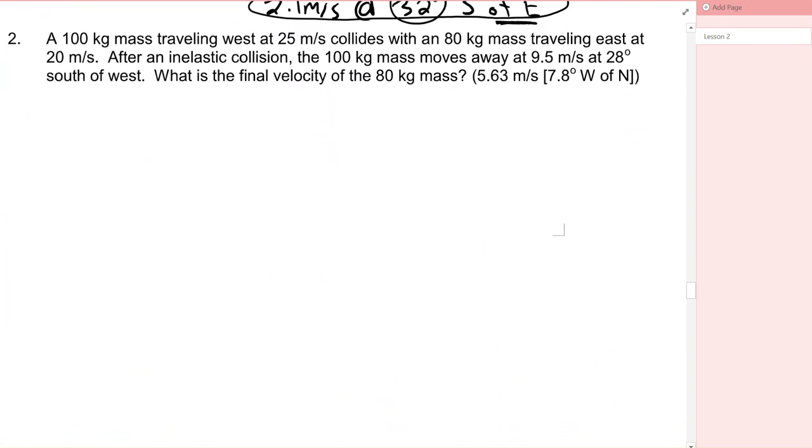All right, so a 100 kilogram mass traveling at 25 meters per second collides with an 80 kilogram mass traveling east at 20 meters per second. After an inelastic collision, the 100 kilogram mass moves away at 9.5 meters per second at 28 degrees south of west. What is the final velocity of the 80 kilogram mass?